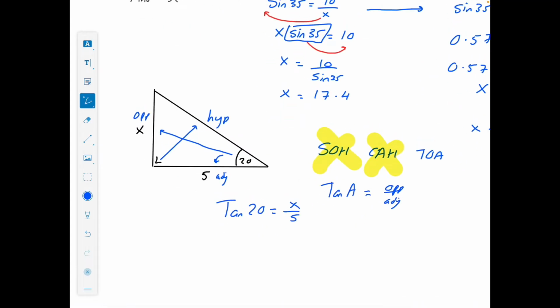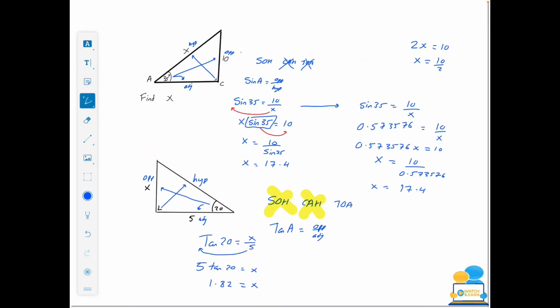What we need to do is get rid of this 5, so we have the x on its own, so we're going to multiply both sides by 5. So we'll have 5 tan 20 is equal to x. So 5 tan 20 will give me 1.82 is equal to x. That's just rounded there to 2 decimal places.